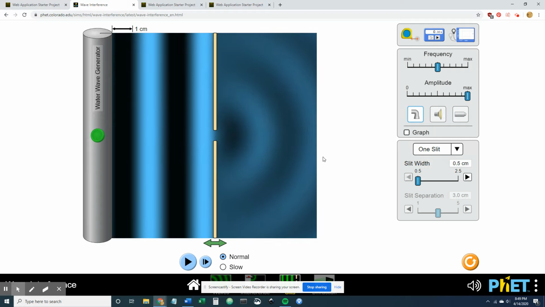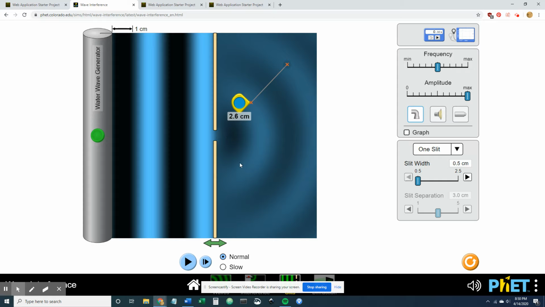I'm going to go ahead and pause it for a second and take some measurements. Here in this light blue section, we have what's known as a crest. So I'm going to take a measurement here, measure from crest to crest. It's about 2.6 centimeters. Well, wouldn't you know it, if I did that in the circular wave part also, from crest to crest, it's also 2.6 centimeters.